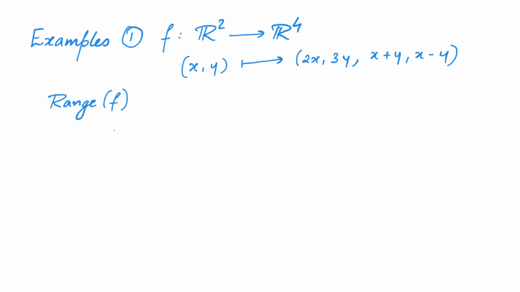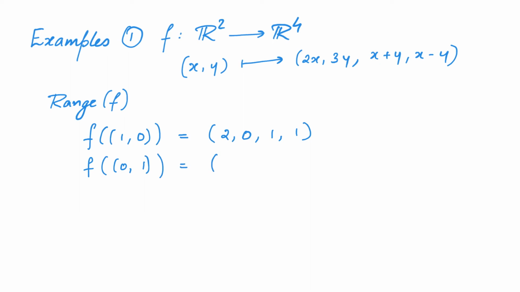Now let us understand what is the range of f. To understand range of f, we use one of the observations made in the previous video. Namely, the observation that the function is completely determined by its action on a basis. Therefore, we take the standard basis on R2 and look at the action of f on this basis. And it's easy to see that f of 1, 0 is the vector 2, 0, 1, 1 and f of 0, 1 is equal to the vector 0, 3, 1, minus 1.